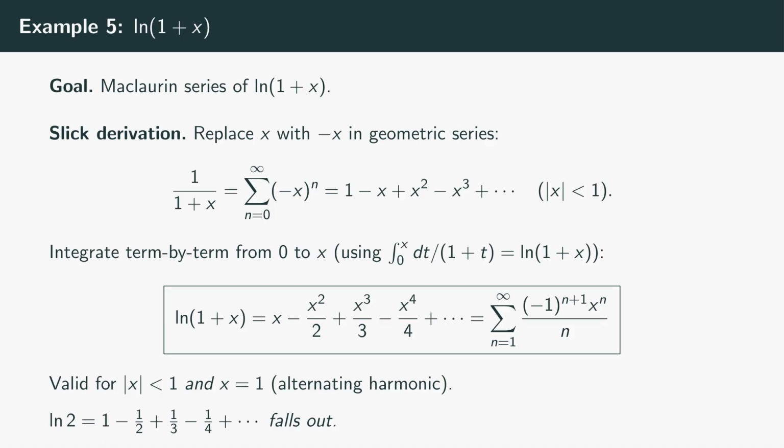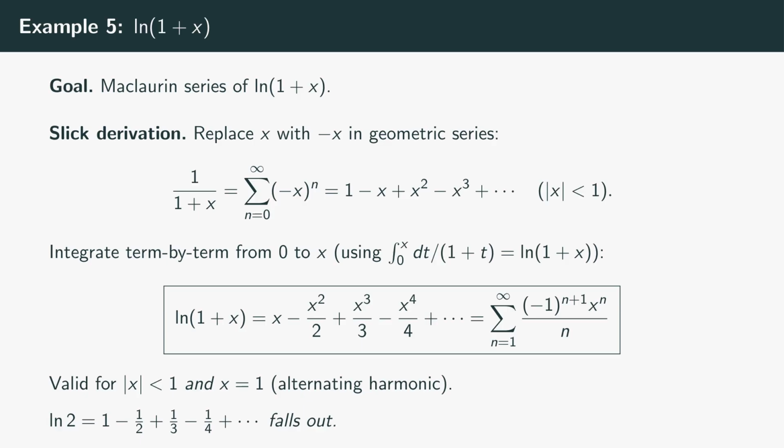On the right, integrate term by term: x minus x squared over 2 plus x cubed over 3 minus x to the fourth over 4, and so on. Result: the natural log of 1 plus x equals x minus x squared over 2 plus x cubed over 3 minus x to the fourth over 4, and so on, equals the sum of negative 1 to the n plus 1 times x to the n over n, starting from n equals 1.